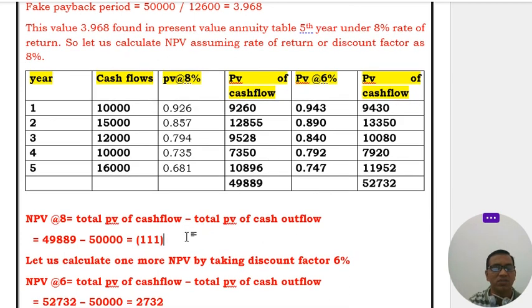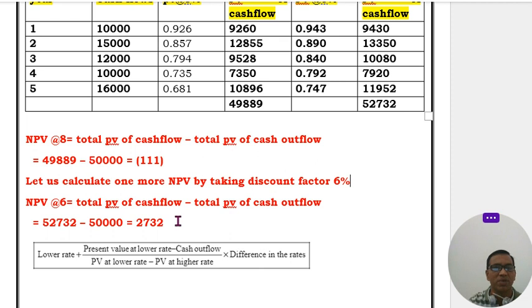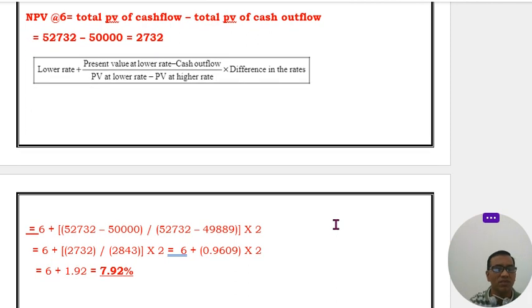NPV I got negative, then I tried another rate of return that is lower than 8%, that is 6%. Again take PV at 6% and again PV of cash flow, one more NPV, 2732. Now I have two NPVs at two different rates of return. Use the interpolation formula, substitute the values in the formula.